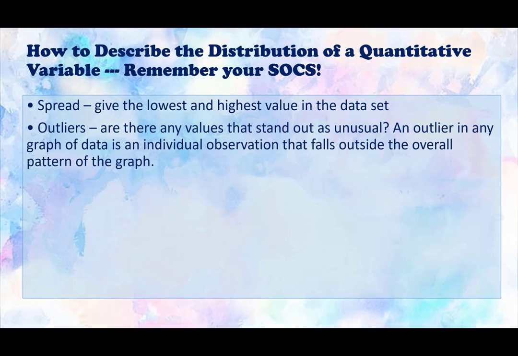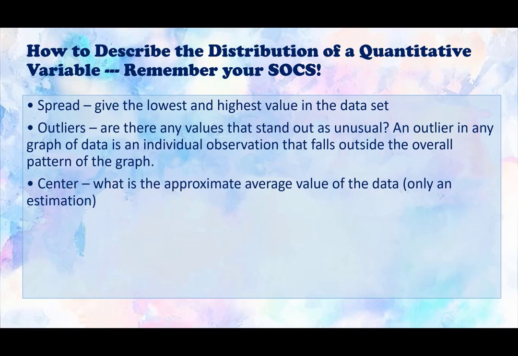Now, an outlier in any graph or data is an individual observation that falls outside the overall pattern of the graph. Outliers actually have a formula, and we'll be able to find them mathematically in the upcoming chapters. But right now, we're just looking to see if anything kind of sticks out. The C stands for center, which is the approximate average value of the data, and it's only an estimation right now. Eventually, we will find other ways to measure center using methods such as mean or median, but right now, we're just looking at what is the balancing point of the graph.